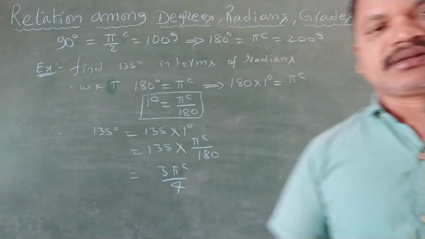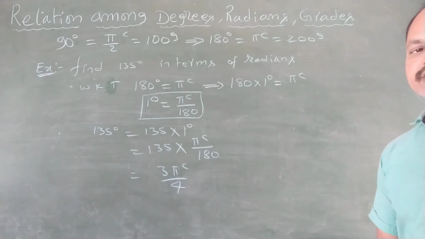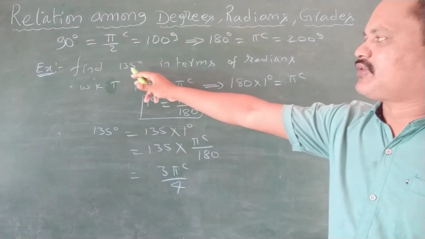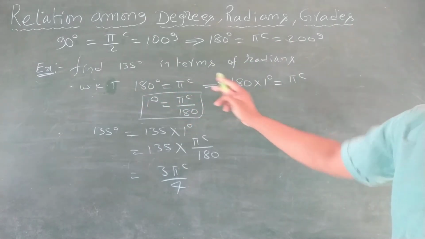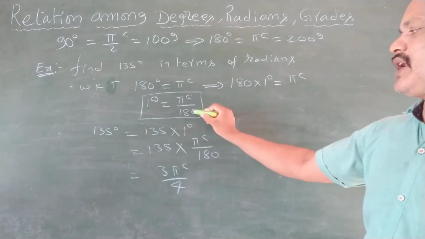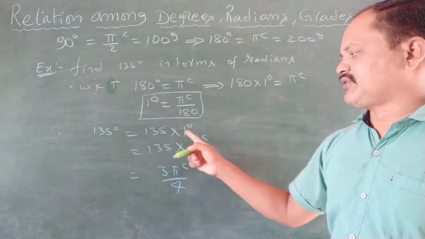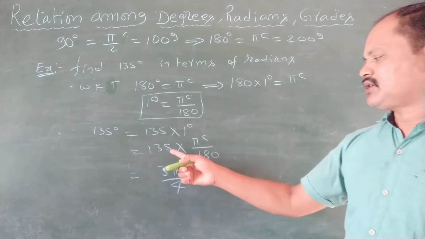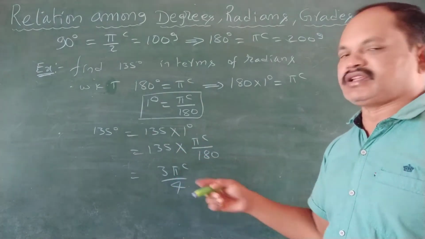Okay, that means like this we have to convert degrees in terms of radians, radians in terms of grades. I will repeat once again: find 135 degrees in terms of radians. We know that 180 degrees is equal to pi radians. So 1 degree is equal to pi radians by 180. That's why 135 degrees is nothing but 135 into 1 degree. In place of 1 degree, we write pi radians by 180. So 45 threes cancel, 45 fours cancel. That's why 3 pi radians by 4.